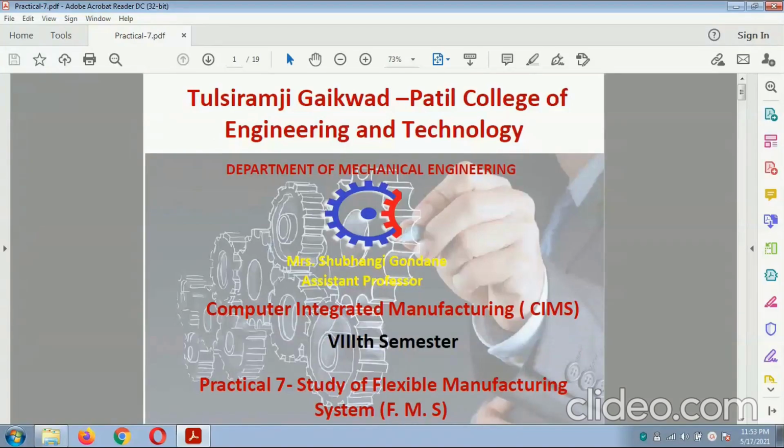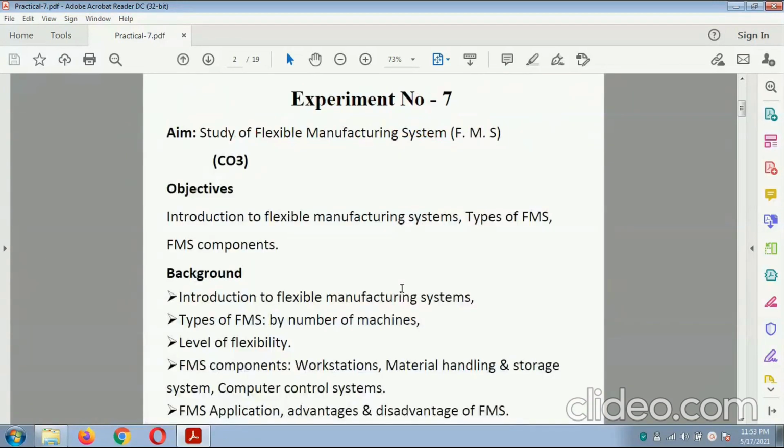Today we see practical 7, that is the study of flexible manufacturing system. The aim of this practical is the study of flexible manufacturing system, and it comes in CO3. The objective is the introduction to flexible manufacturing system, the types of FMS and FMS components.